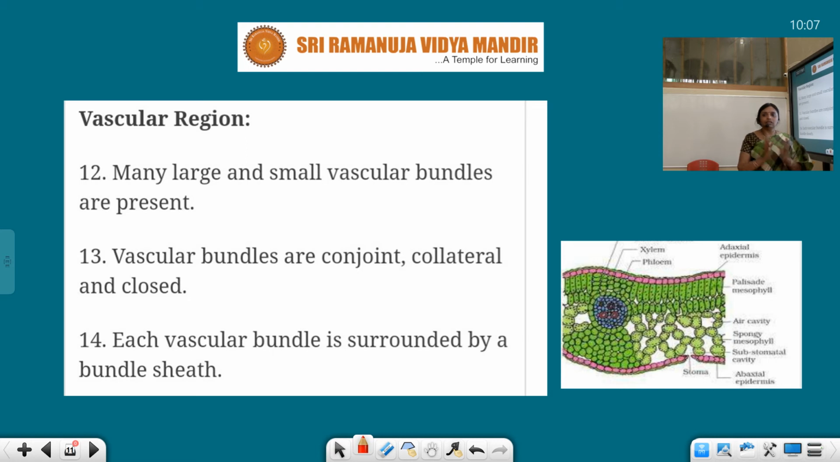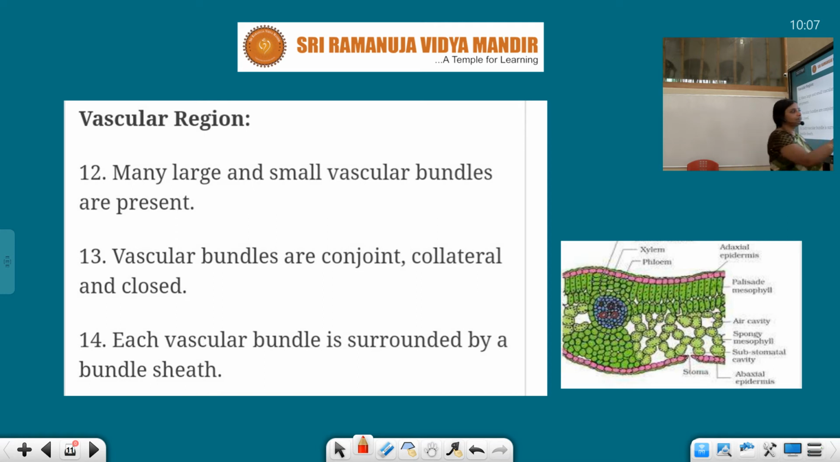In the midrib region, a large vascular bundle is seen, and on the veins and veinlets, gradually smaller vascular bundles are found. So we can see smaller vascular bundles, and these vascular bundles are conjoint, collateral and closed.